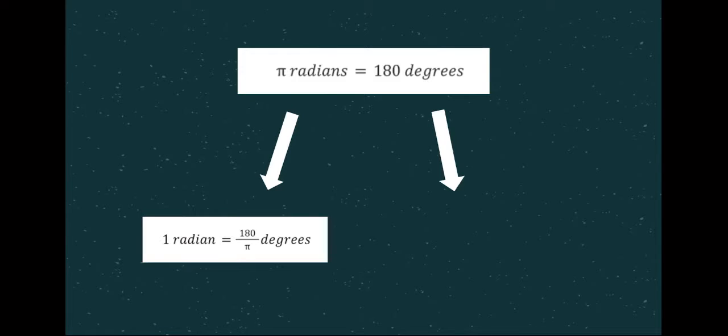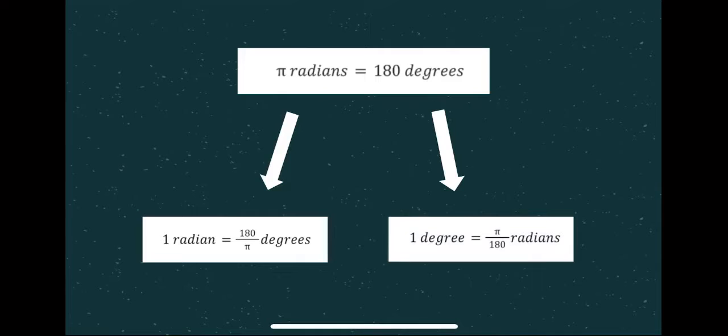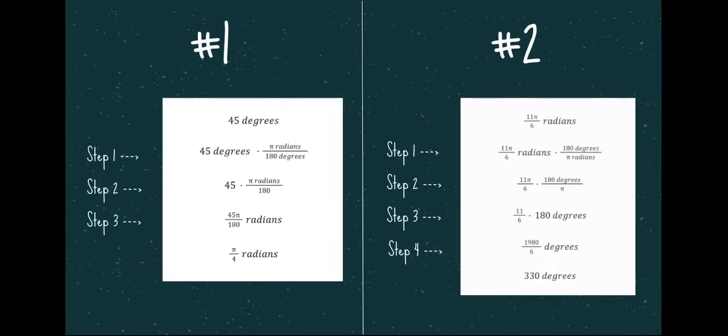To understand how many radians is 1 degree, you can take that initial equation and instead of dividing both sides by pi, you have to divide both sides by 180 to cancel the 180 on the right side, which essentially leaves you with the idea that 1 degree is equal to pi over 180 radians.